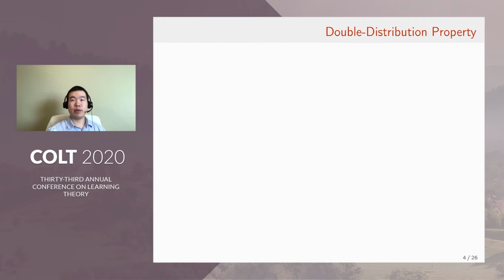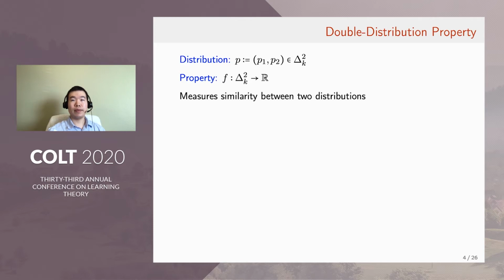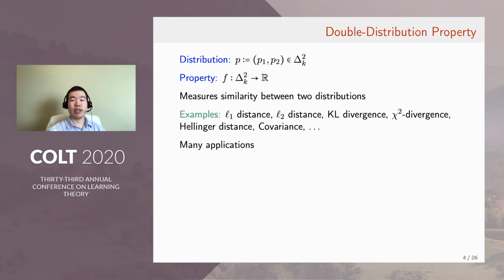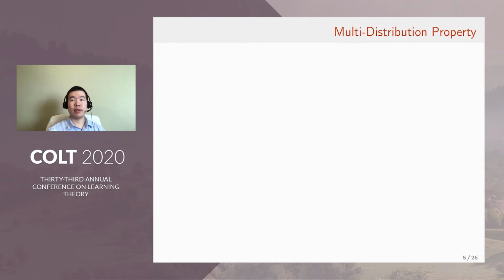Similarly, we can define a double distribution property. Now we have two distributions, and the property normally measures the similarity between distributions. For example, the L1 distance, L2 distance, KL divergence, and covariance.